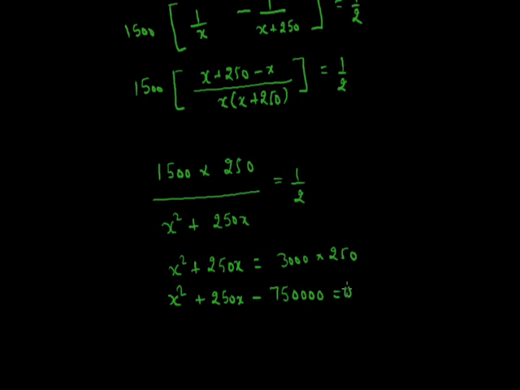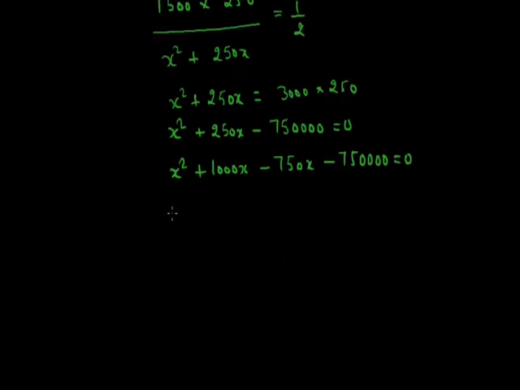By middle term splitting, the factors of 750000 will be 1000 and 750. So we can write 1000x minus 750x. So this will become x square plus 1000x minus 750x minus 750000 equal to 0.